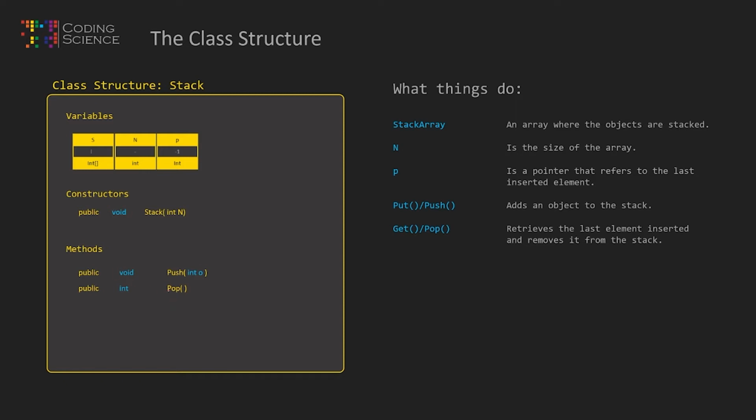But since we are retrieving something this time, we'll have an int here because we're working with integers. So we'll retrieve the latest int that has been inserted in the stack. And it also has to be public because we want to access it from outside the class. Now there is another function that is interesting.